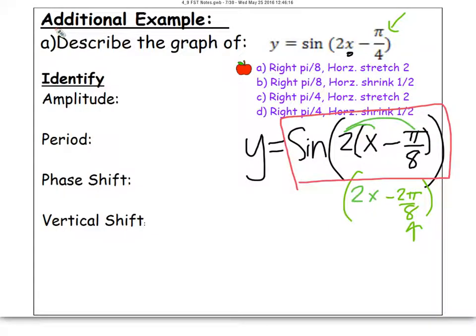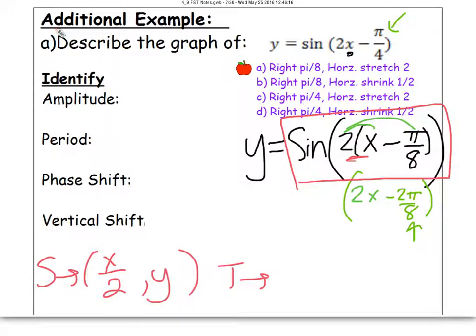Let's do the ordered pair rules. The scale change on here, the only thing going on to x is it's being multiplied by 2, so it's divided by 2. Nothing for the y. The translation on here, it's x minus pi over 8, so it's really x plus pi over 8. And there's nothing for the y.